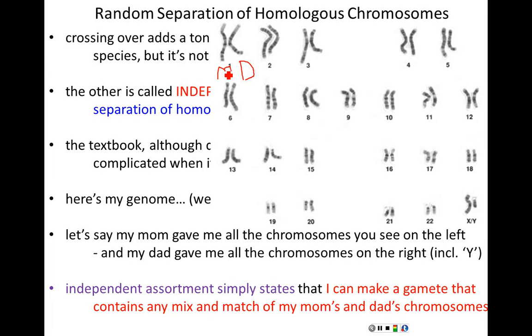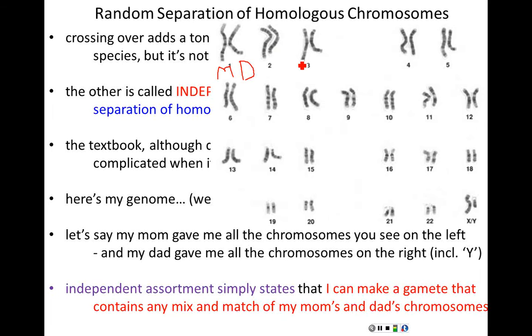As long as that gamete gets one and only one of each chromosome, it satisfies the rules of meiosis. But independent assortment says you can do whatever you want. There can be a gamete that has mom's chromosome number 1, mom's chromosome number 2, dad's chromosome number 3, mom's chromosome number 4, dad's chromosome number 5, dad's chromosome number 6, mom's chromosome number 7, and so on. That gamete is going to have one and only one of every chromosome pair, satisfies that rule, and that's the only rule. But independent assortment says every single possible combination is possible.